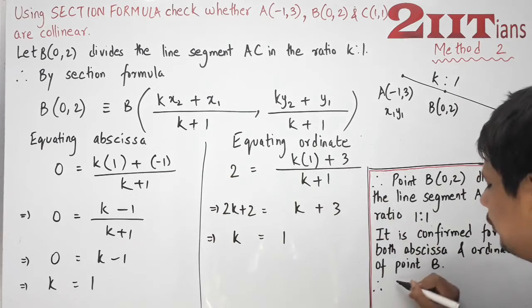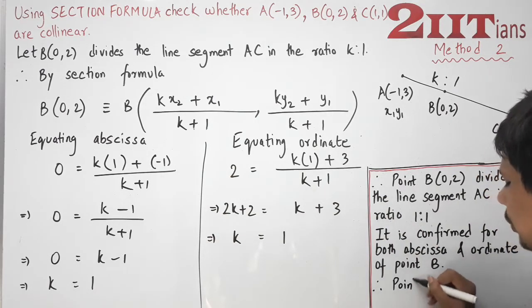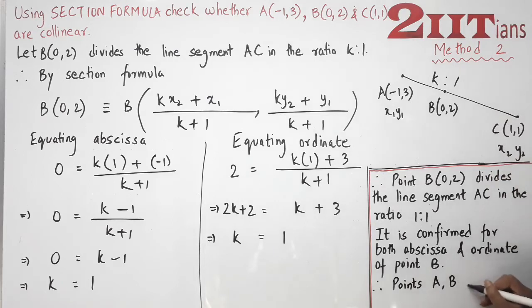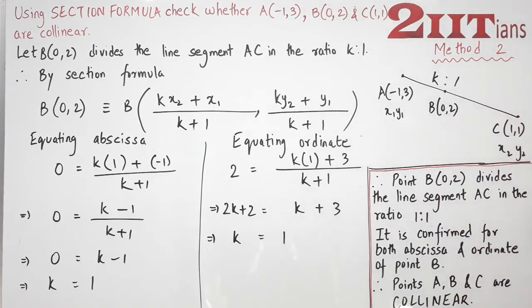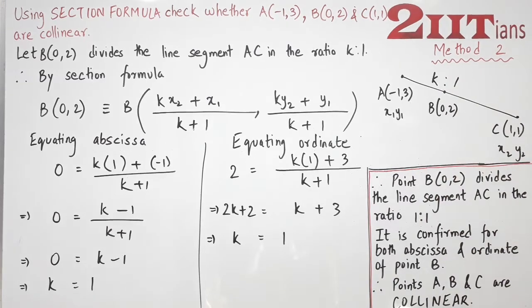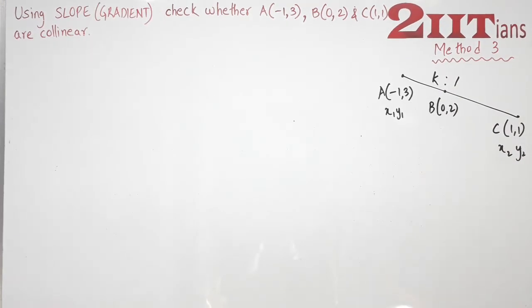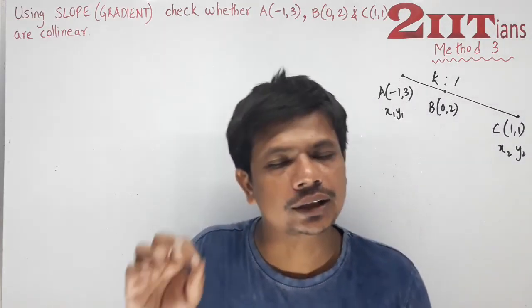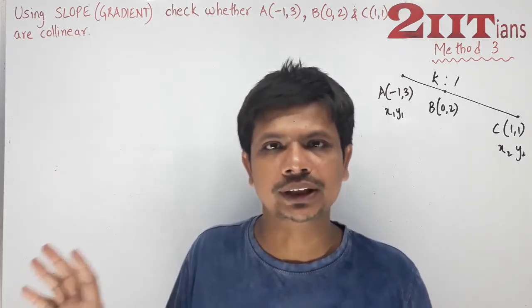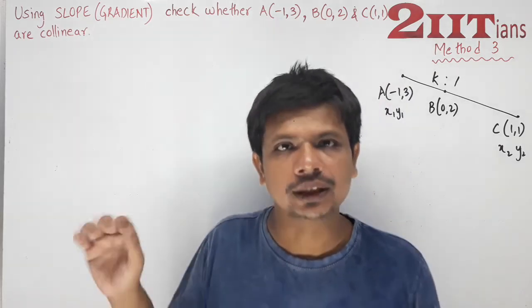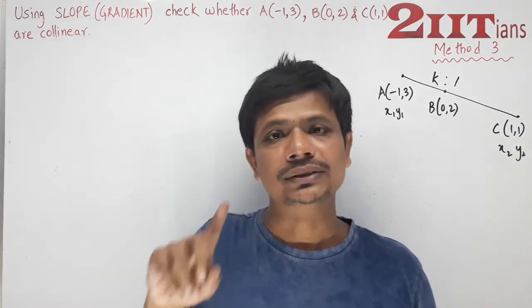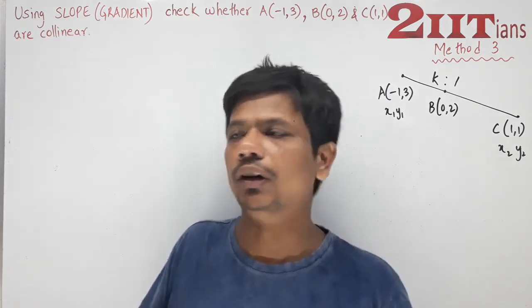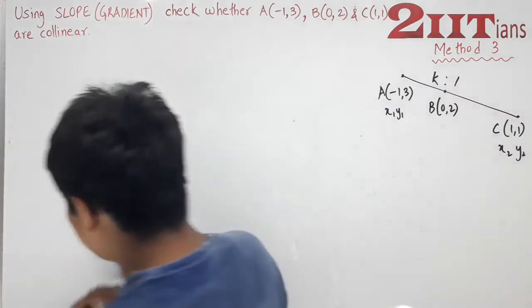So we can say therefore points A, B and C are collinear. So this was method 2. Using slope or gradient, check whether A, B, C are collinear. Personally, I would say, and I think most mathematics students and teachers will agree with me here, that the slope method is the easiest and the fastest method of checking collinearity. So we will see it here. Okay.